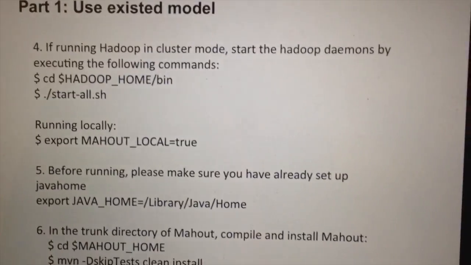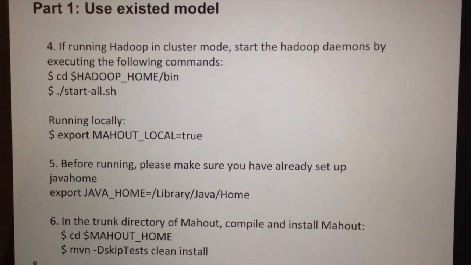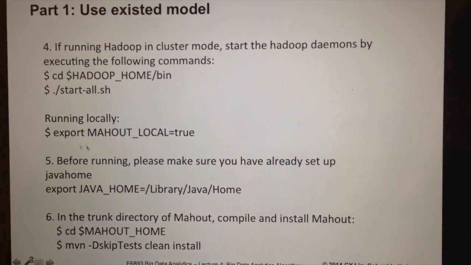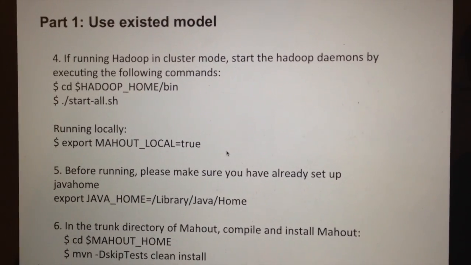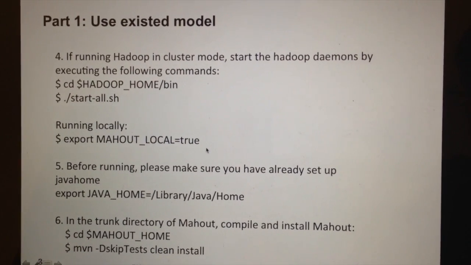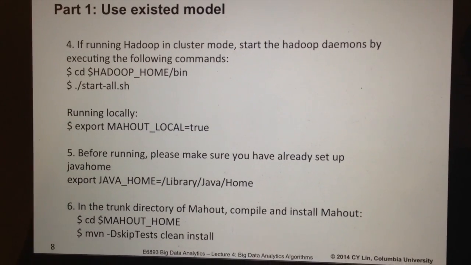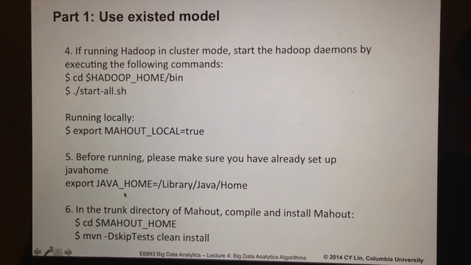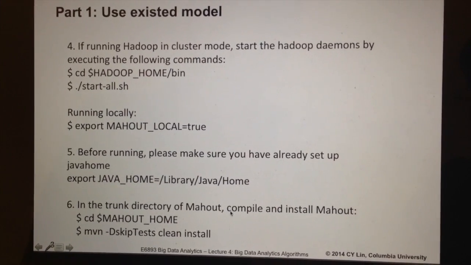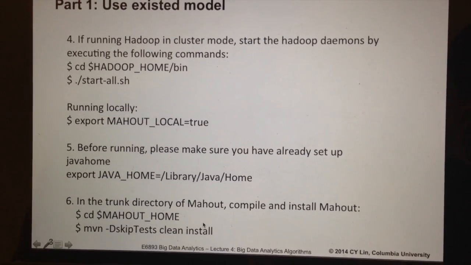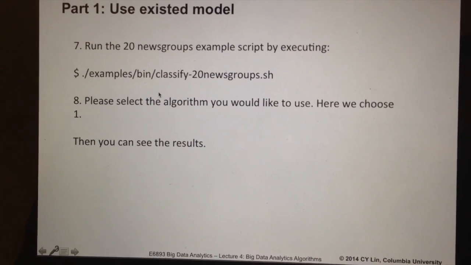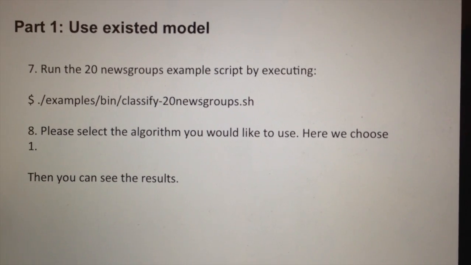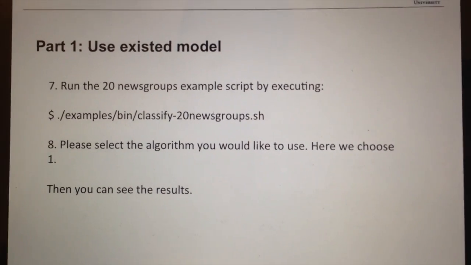Here you can choose to run in Hadoop mode or local mode. If you're running in local mode, please remember to export MAHOUT_LOCAL equals true. When you're trying to run with HDFS, please unset MAHOUT_LOCAL. And please remember, before running anything related to Mahout, you have to export JAVA_HOME. After that, you can just follow the command like this and run the example. Please remember to select the algorithm. For now, we are using the first algorithm, which is CBayes.